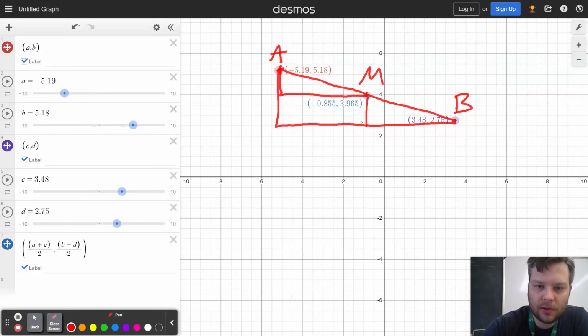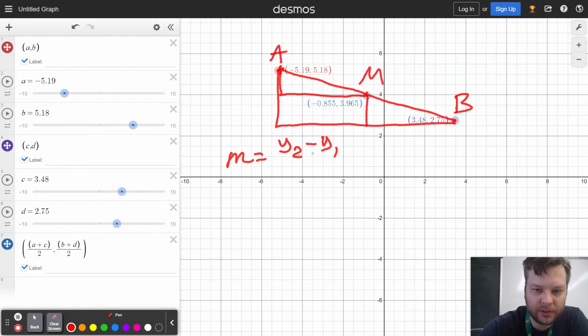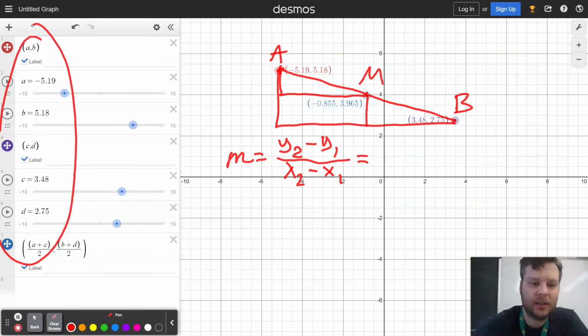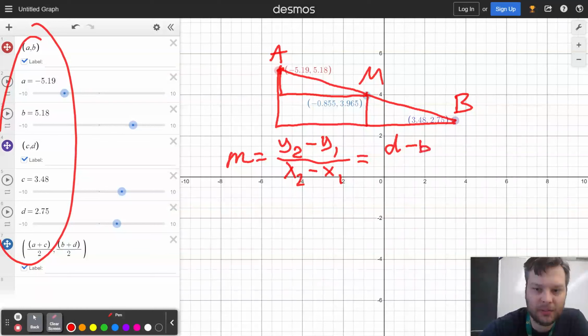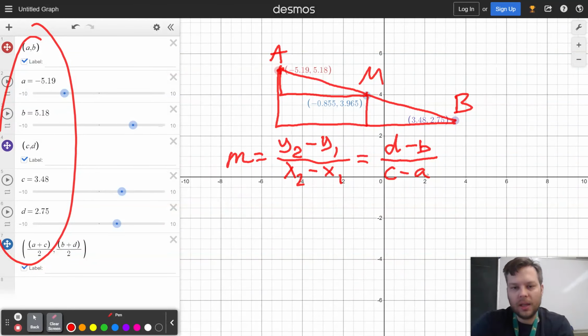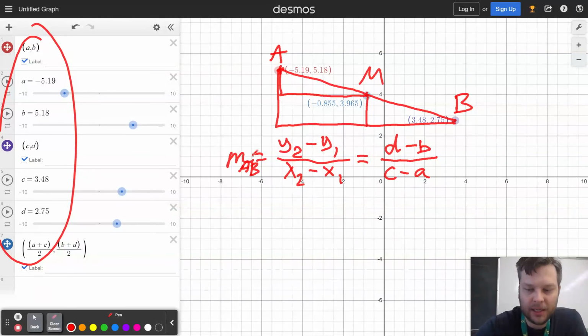And what I want to show you is what happens to that relationship in general. So the slope, which we use a lowercase m for, is just our rise over run, our second y value minus our first y value, over our second x value minus our first x value. If you want to use the letters that I used over here on the left side, the way I would write that is just d minus b over c minus a. But you can use the y2s and y1s if you want to. Now that's the slope between a and b, so I'm going to call it m between a and b.